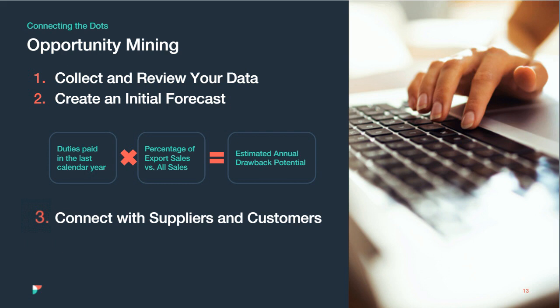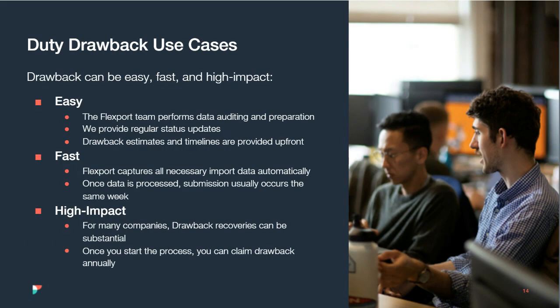And that's a simple approach. There's no perfect method to calculating drawback potential, but one way to get a rough idea is to calculate, how much duties have I spent in the last year? What's my percentage of export sales versus my overall sales? If we multiply those two, that's a high-level, easy-to-quantify guess at what my drawback potential could be. And then again, connect with suppliers and customers. And for this, I'm going to turn it over to Maryana.